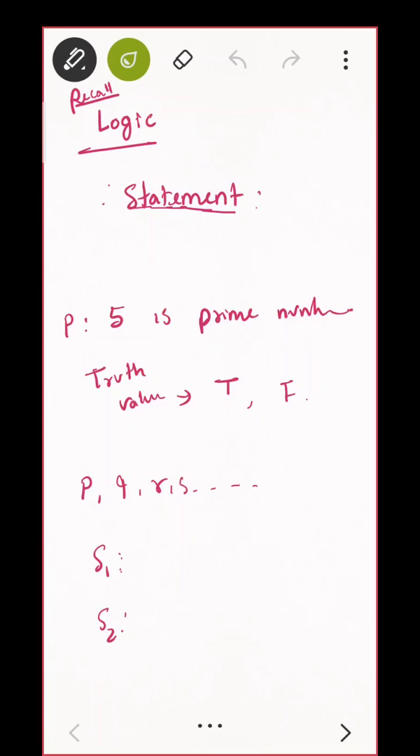And what do you mean by statement? That is a declarative sentence where we can declare which is either true or false, and we used to denote it by small letters, or you can write it as S1, S2 like that.